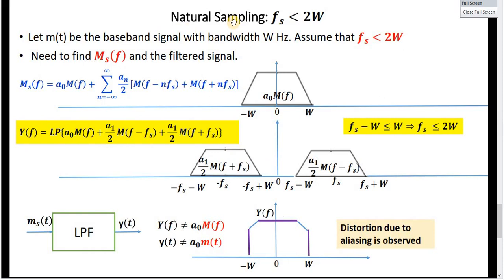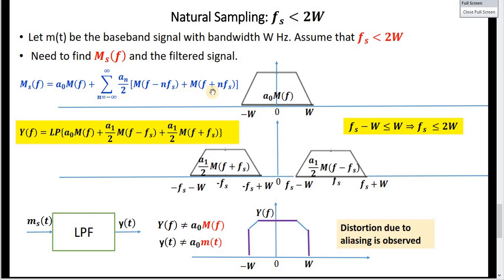Now we consider the case when the sampling frequency is smaller than twice the message bandwidth. Let m(t) be the baseband signal with bandwidth W Hertz. Assume that fs is smaller than 2W. We need to find Ms(f) and the filtered signal.